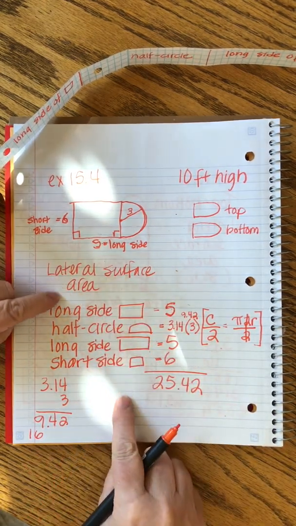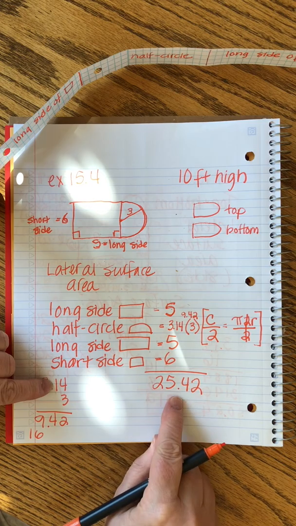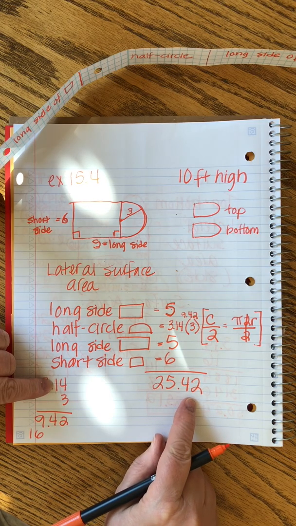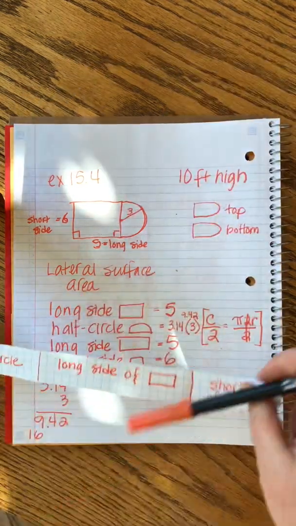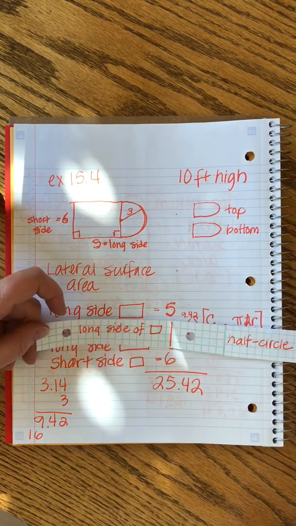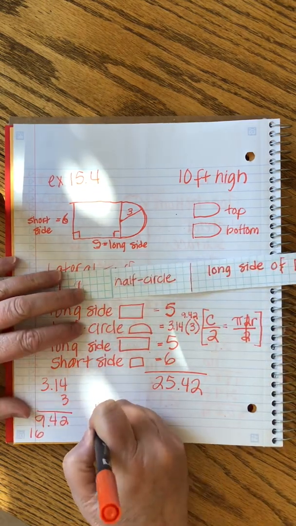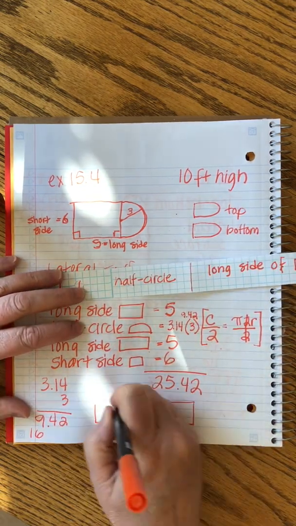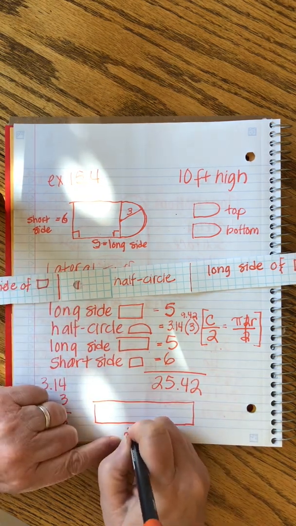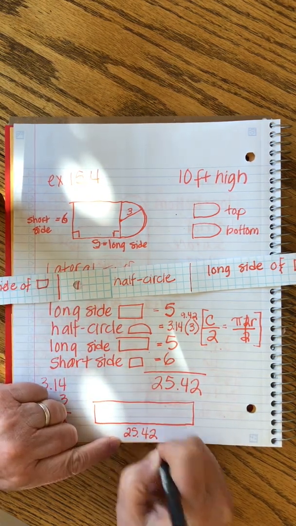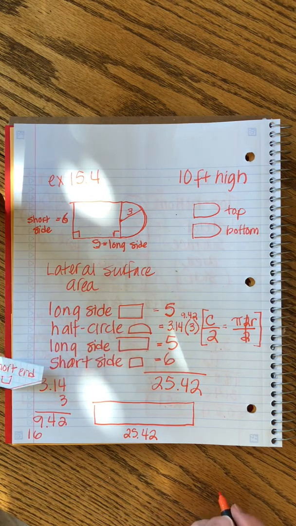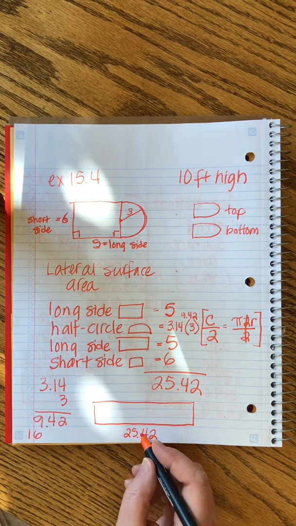That is the length of our lateral surface area, okay? So when we look at this whole big long strip, and I'm gonna make a mini version of it here, this long side is 25.42, whatever unit we're working in. Feet, woo, that's big, okay?